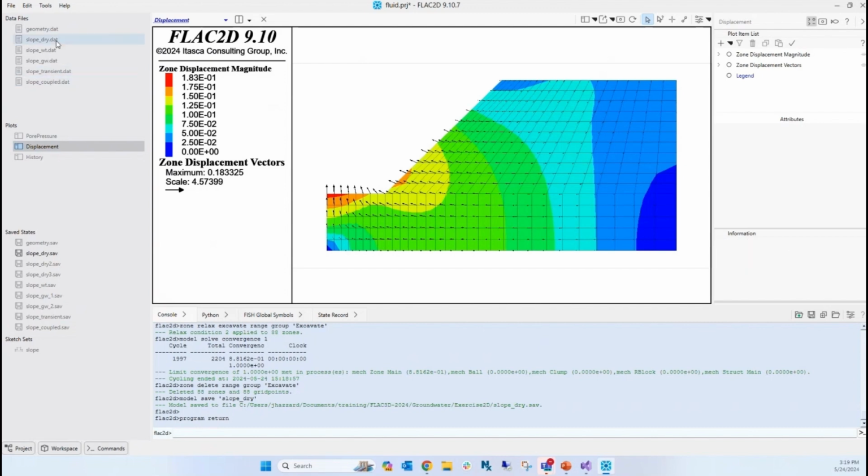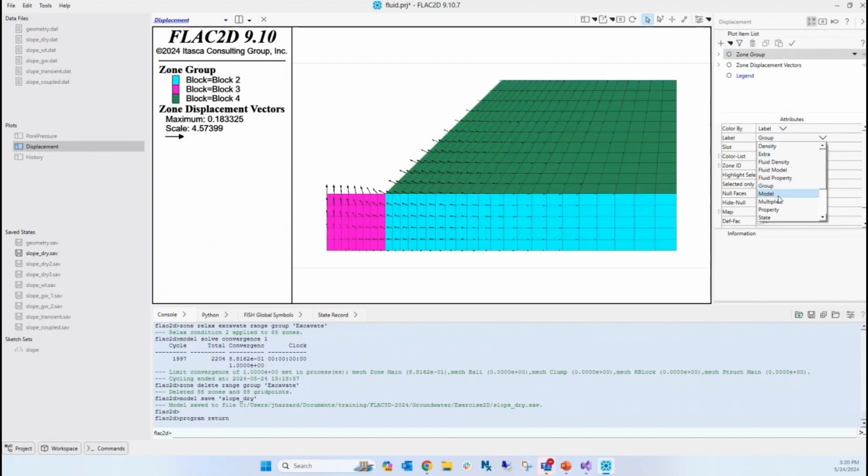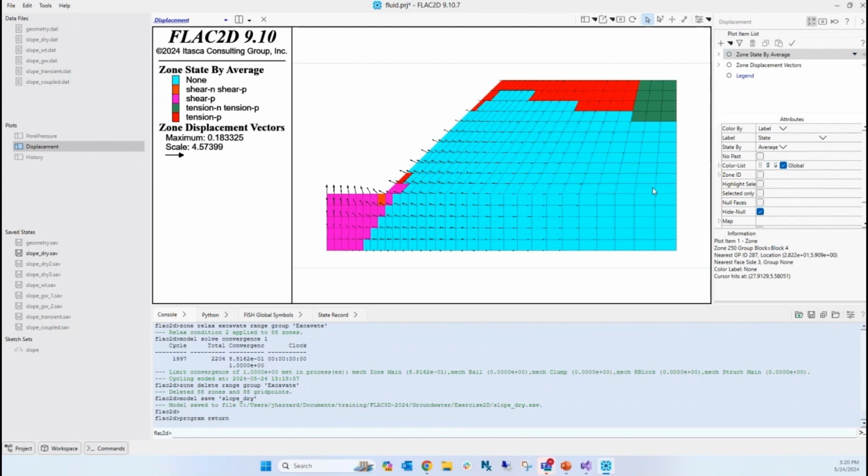Okay, so that's the dry solution. We solved it with the excavated piece here, which probably solved quite quickly, 200 steps. Then we excavated it and did a zone relax, took about 2,000 steps, and we get this resulting displacement. We can have a look at the state. If I change this zone displacement magnitude contour to label, and I change the label to state, we can see here a little bit of tension failure up at the top, some shear failure in the past down here at the bottom toe.